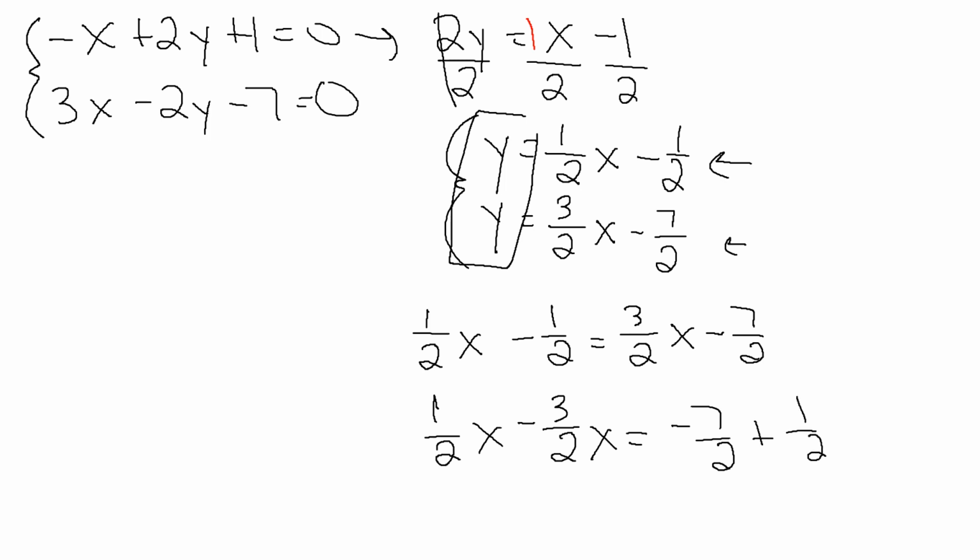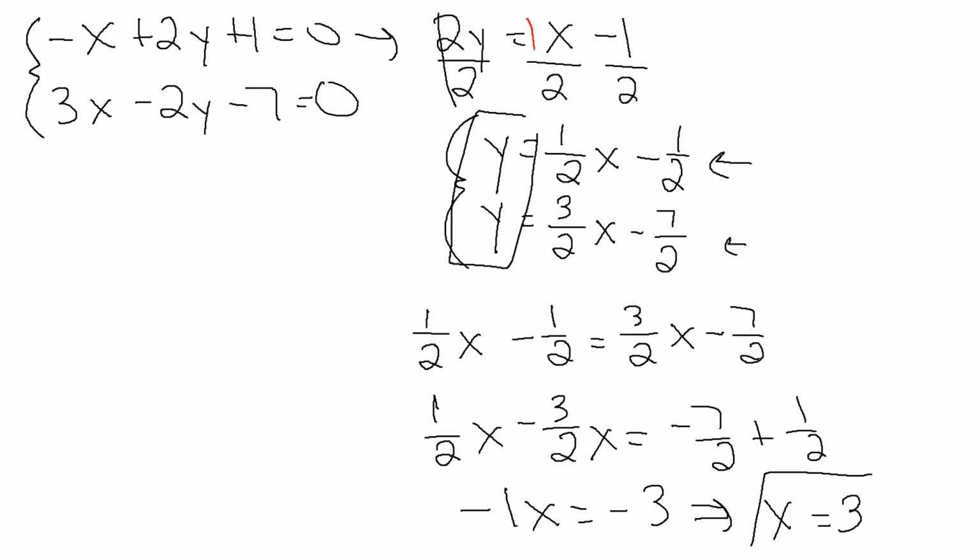Now because I have a calculator, I'm literally going to type in 1/2 minus 3/2. I'm a complete doofus. Of course, that's negative 1x equals negative 7 over 2 plus 1/2, which reduces down to, it's technically then negative 6 over 2, which is negative 3. Now I can solve this by dividing by negative 1, and x equals 3. There's the first half of my problem.